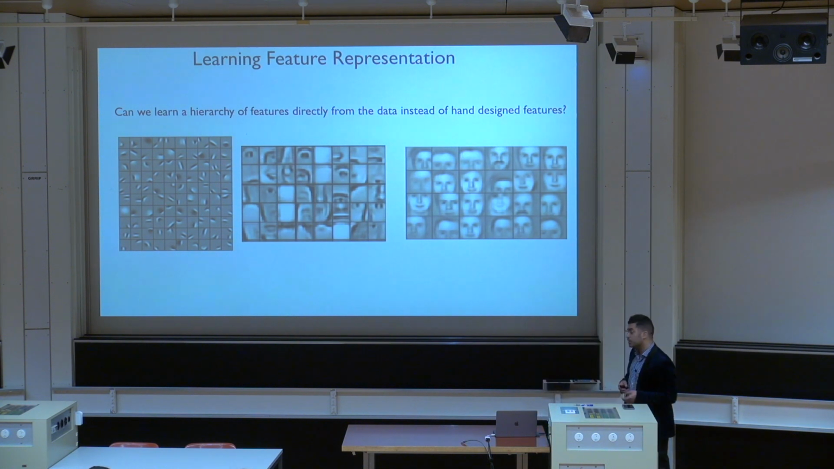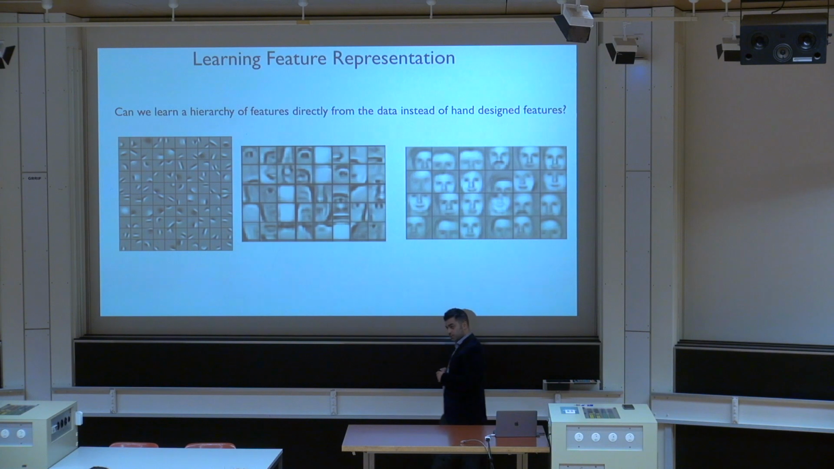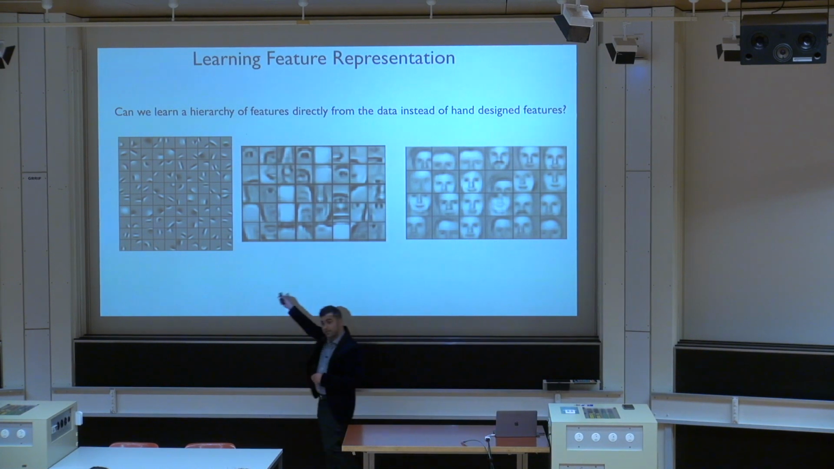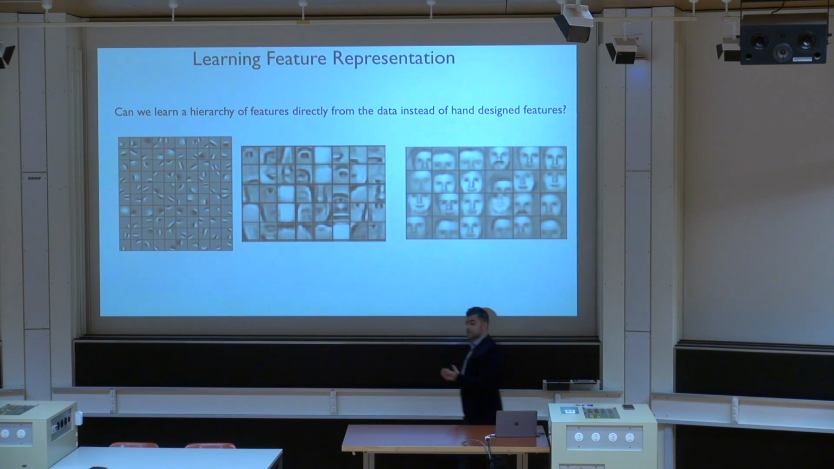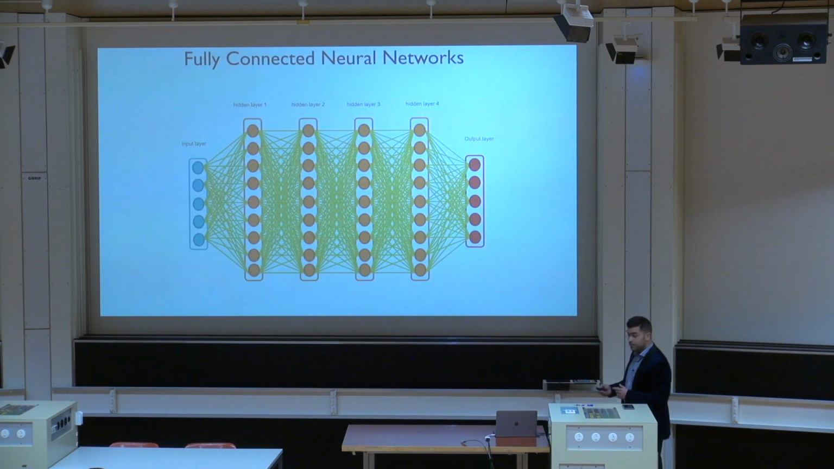For example, we want to classify the images of the faces. You can think of extracting some low-level features, like edges, as you see on the left side, or detecting some mid-level features, like eyes and nose, and at the end, you have some high-level features, like an entire face, right? So that's the idea of neural networks. But how can we do it?